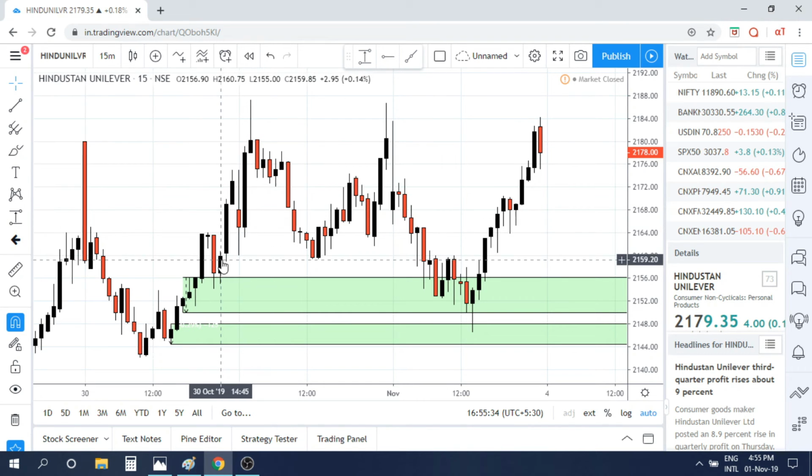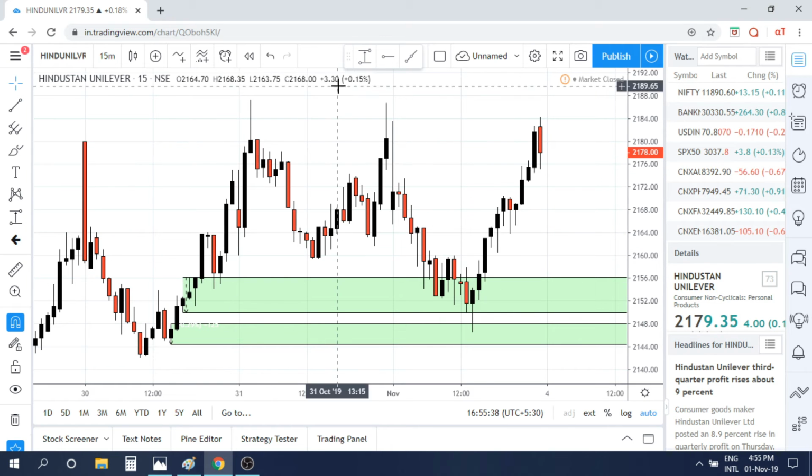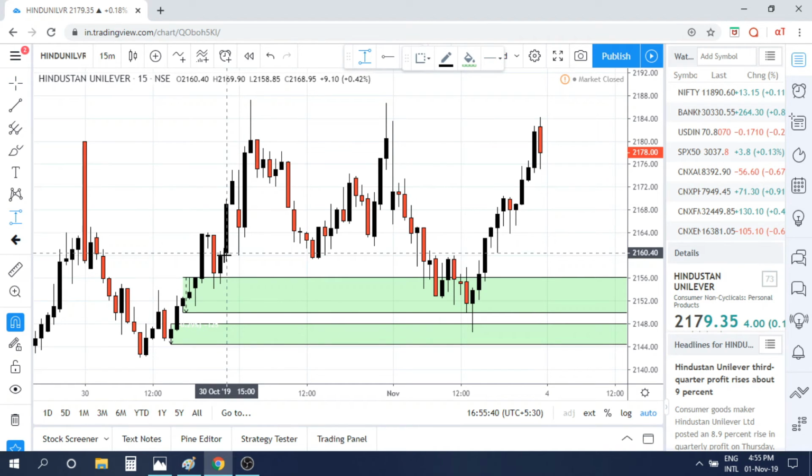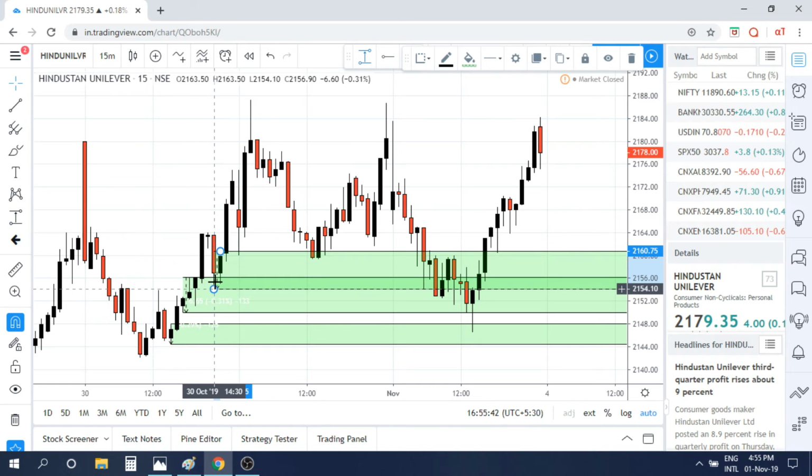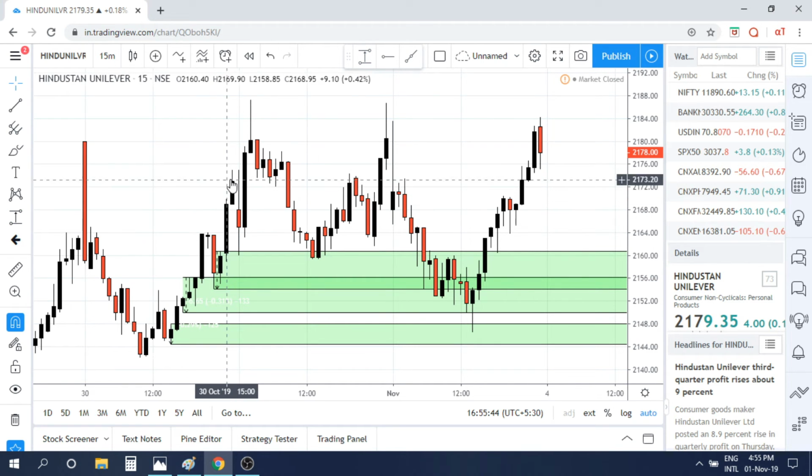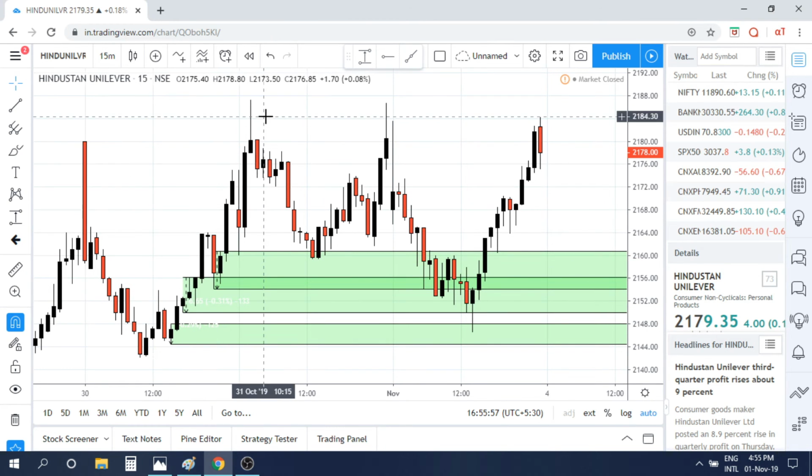Then we had another drop-base rally. So this stock was on a roll that day. Again, prices went up, went in over here, and then again shot up from the demand zone, right? So institutions were continuously creating these demand zones, respecting them, moving up from those.